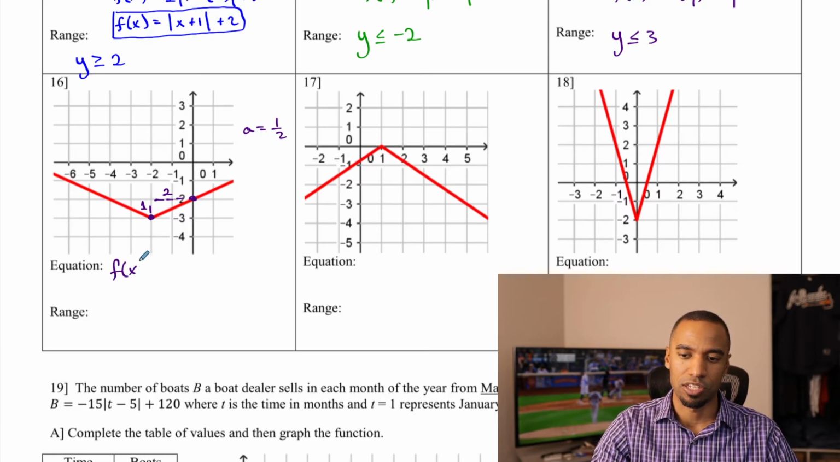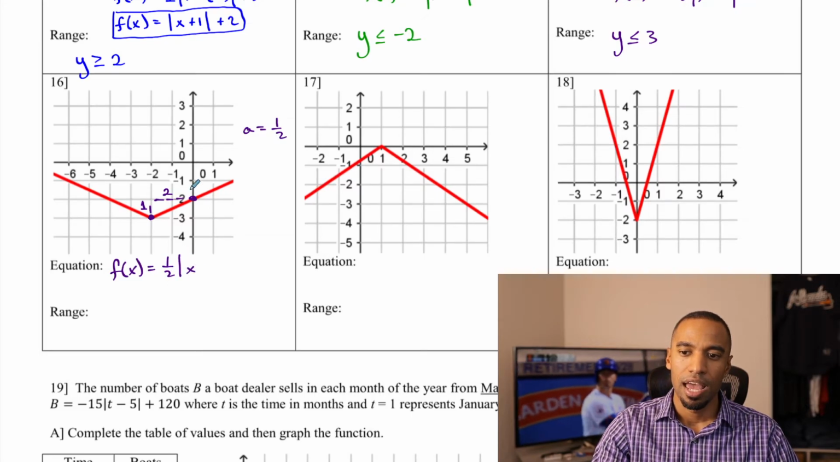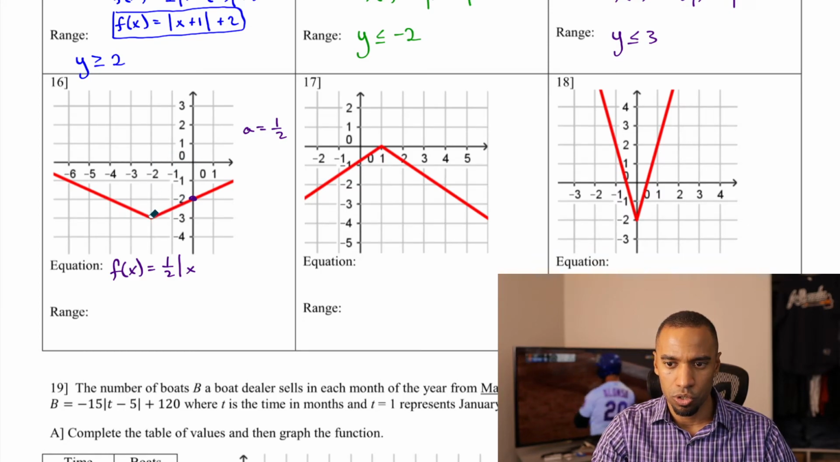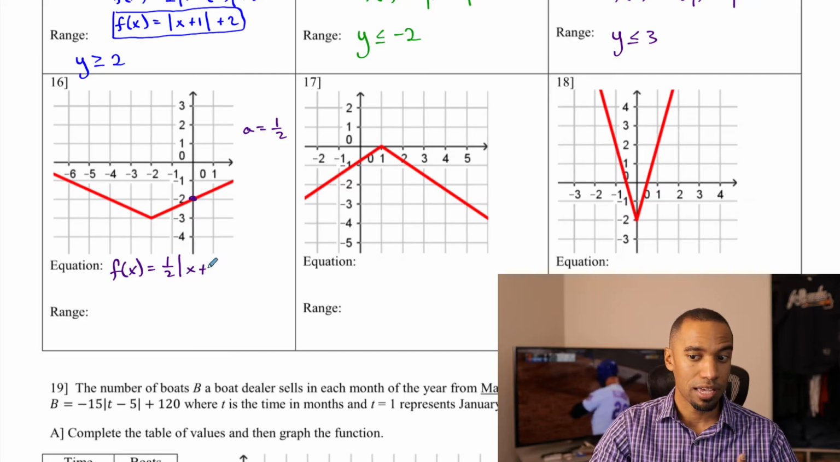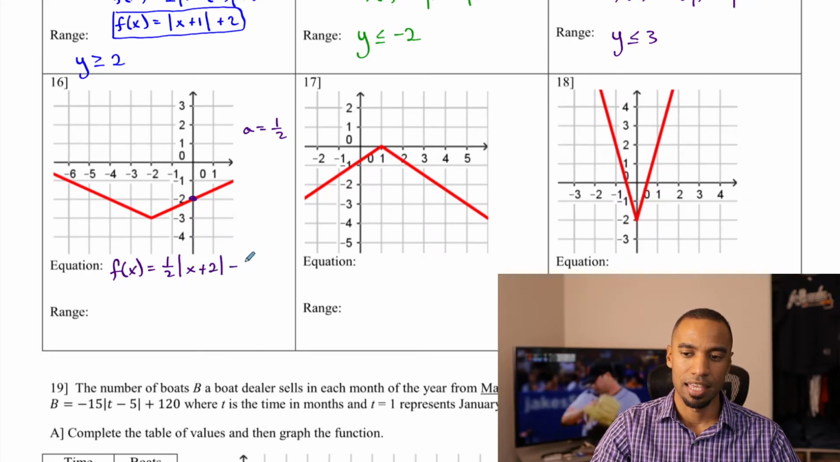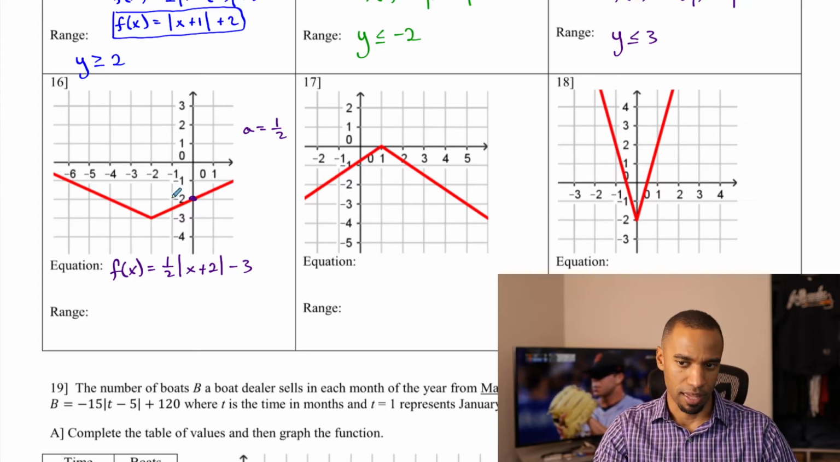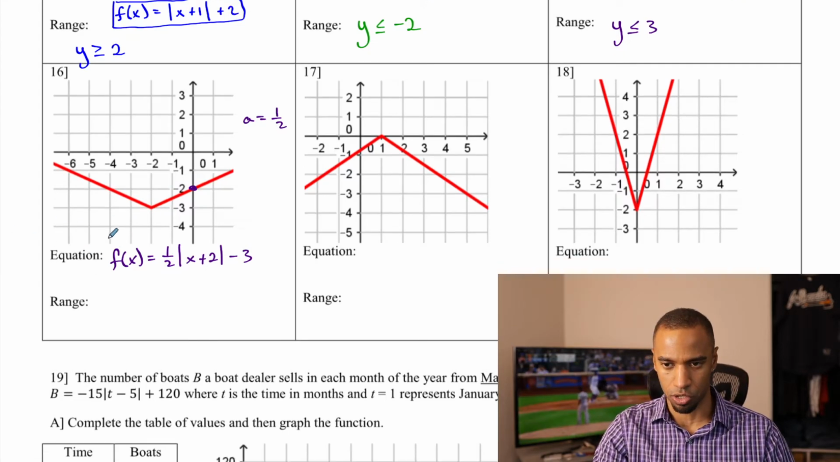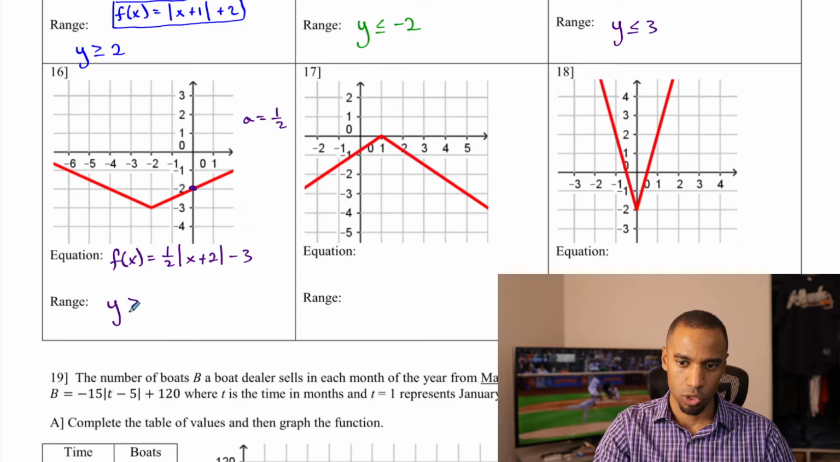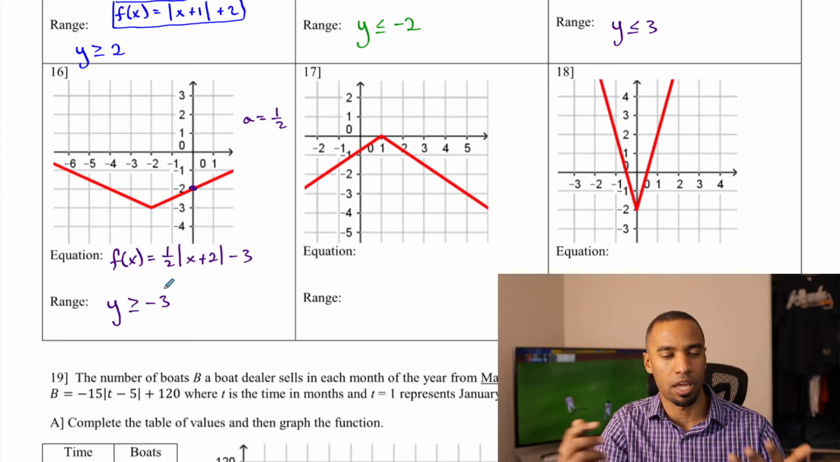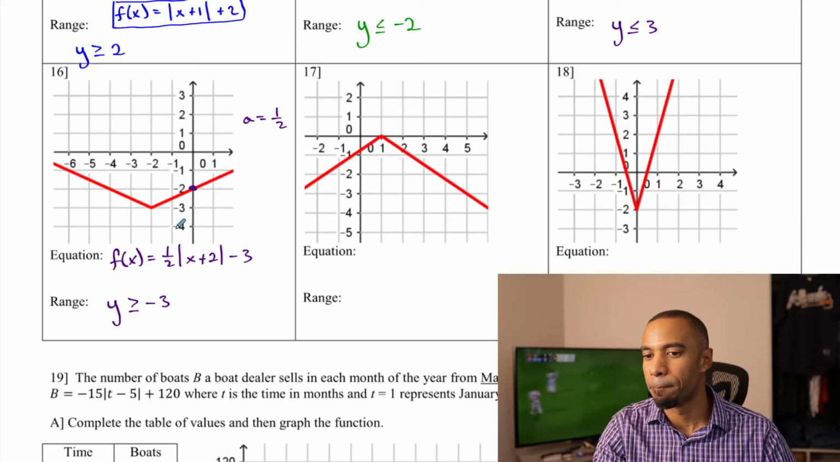So f of x here is going to be 1/2 times the absolute value of x. Your h value looks like it's negative 2, right? Vertex is at negative 2 comma negative 3. So x plus 2, flip that, and then minus 3 there. So mostly the tricky part in that one was the 1/2, or at least the new bit. Y is greater than or equal to negative 3 as it is a minimum. It opens upward and we go up from negative 3 on y.